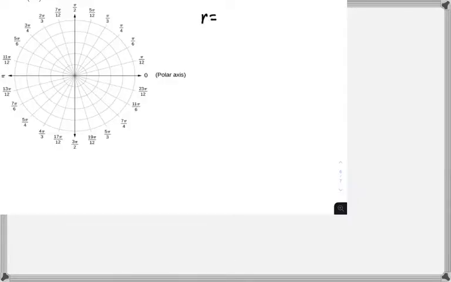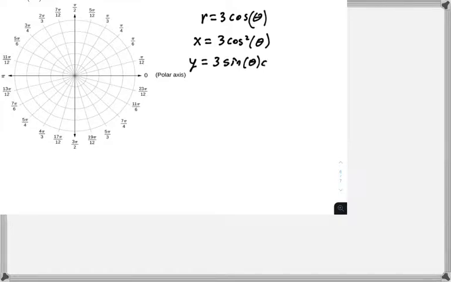And again, I have the graph. This is a graph from the OpenStax Calculus Volume 2 textbook. I believe it's on page 645 or 465. I don't remember exactly, but it's in section 7.3. Okay, so let's just put in our graph. r equals 3 cosine theta. x is equal to 3 cosine squared theta. y is equal to 3 sine theta cosine theta.